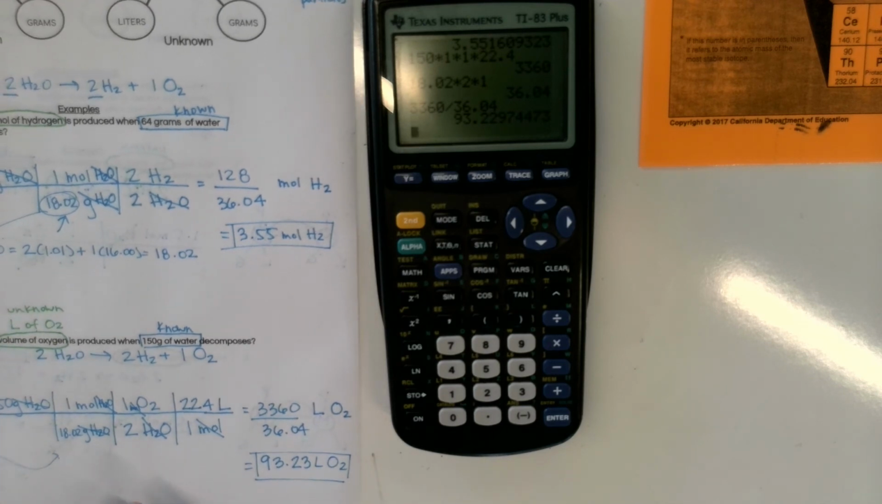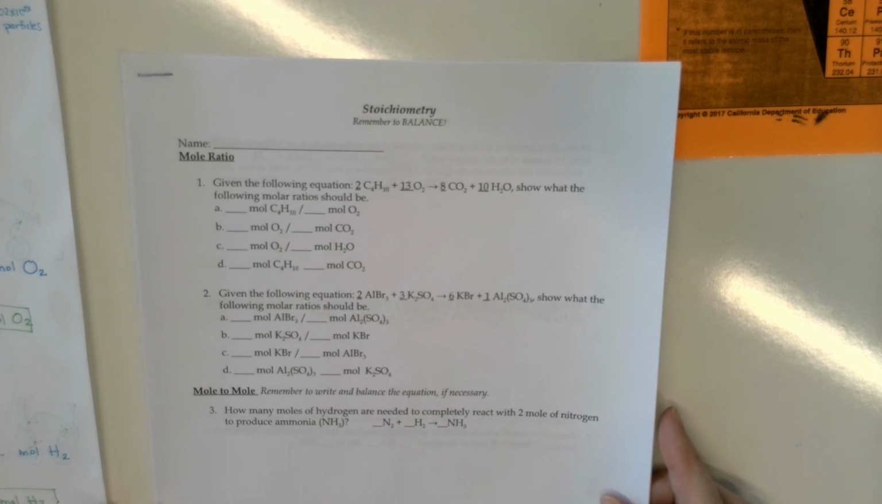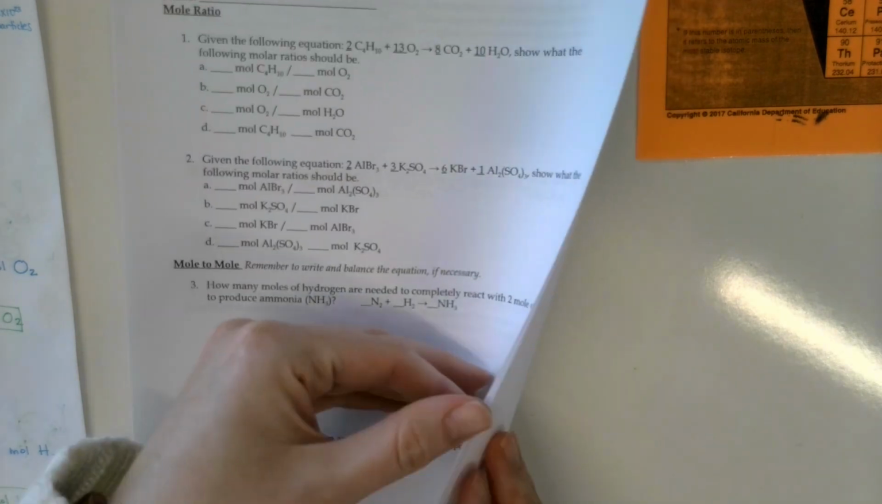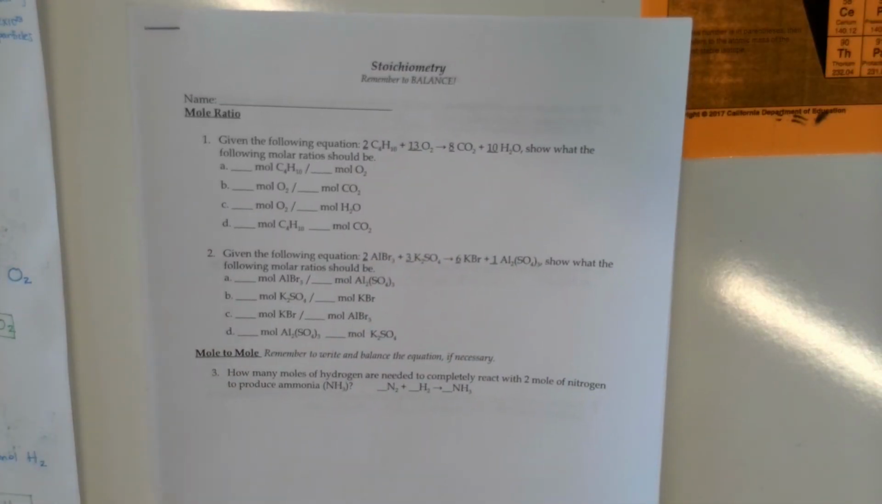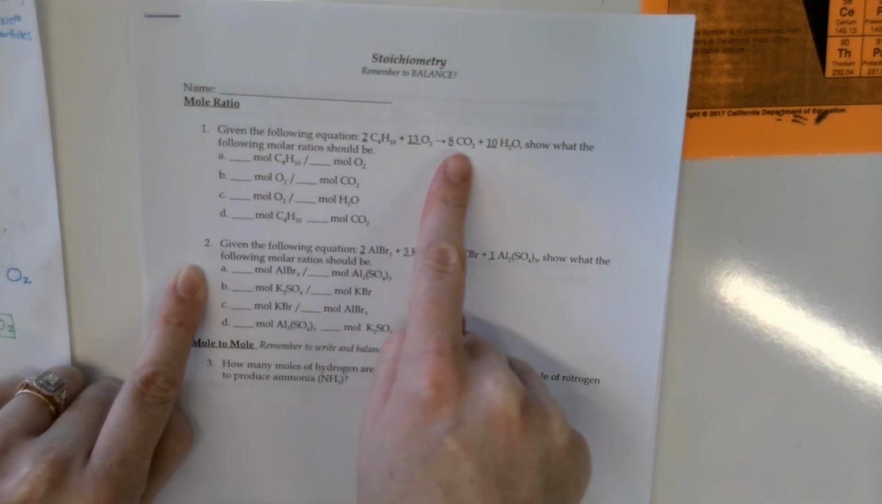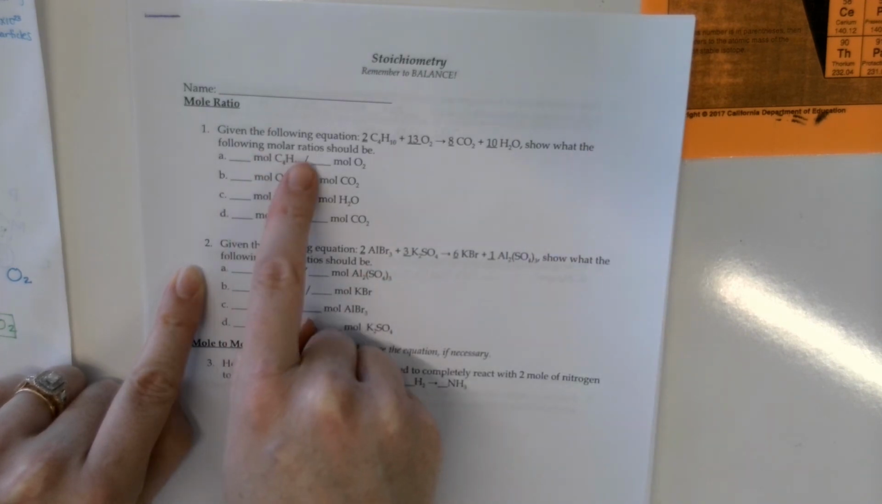What I want you to do is try some problems on your own. So you should now be getting out your stoichiometry packet. And I want you to be working on problems 1 through 8, which is on the back of the front page. Before you begin, on numbers 1 and 2, it says given the following equation, and it's already balanced, both of these. Show what the following molar ratios would be.